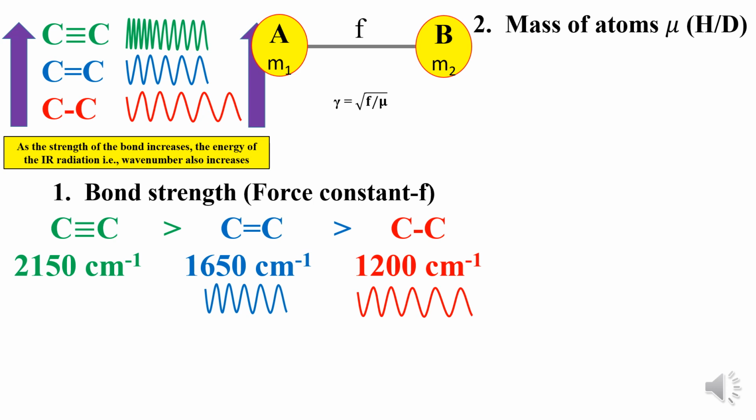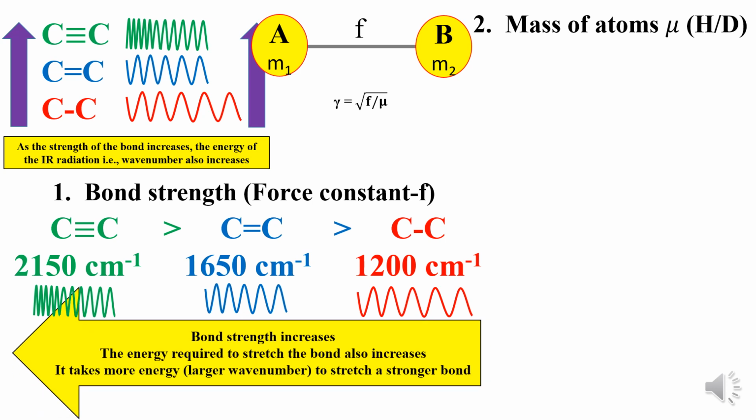So as the strength of the bond increases, the energy of the IR radiation required to bring about bond vibrations also increases. That is to say, with the increase in strength of the bond, the wave number required to induce vibrations also increases. So the takeaway point is: as the bond strength increases, the energy required to stretch the bond also increases. It takes more energy or a larger wave number to stretch a stronger bond.